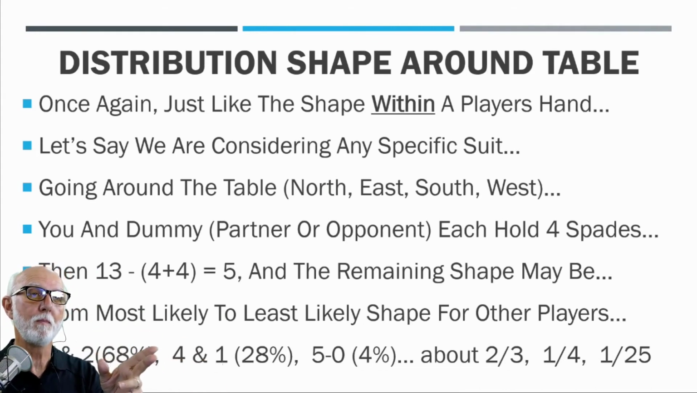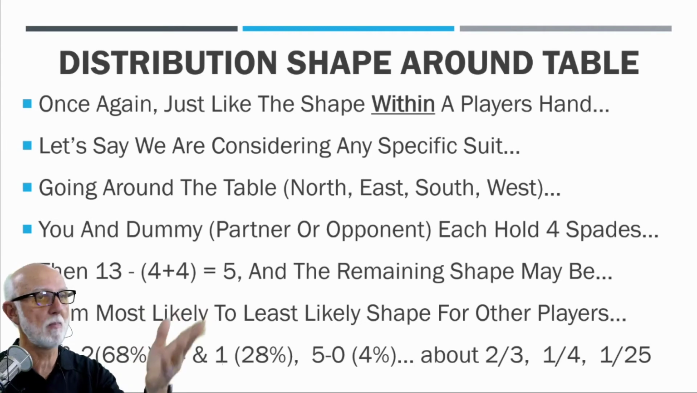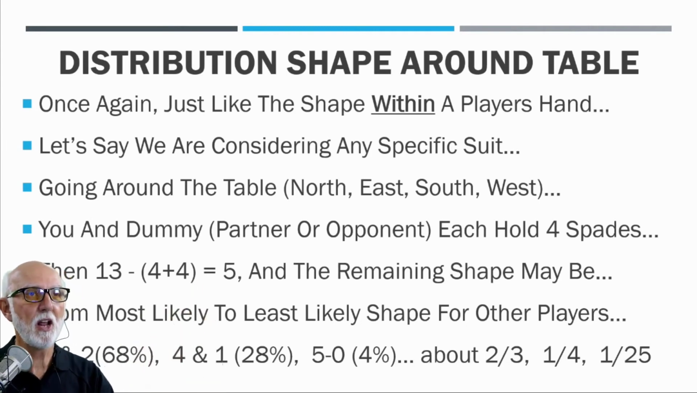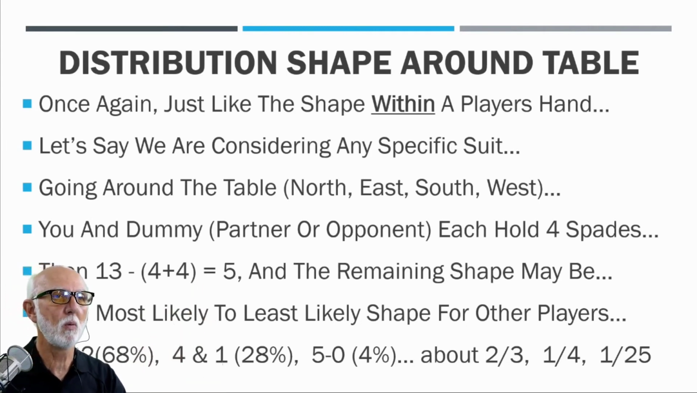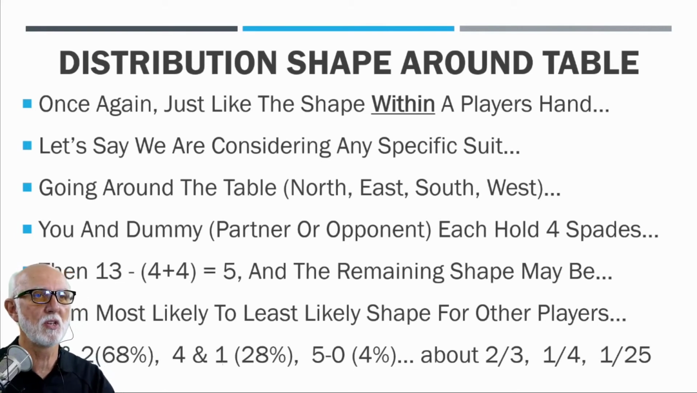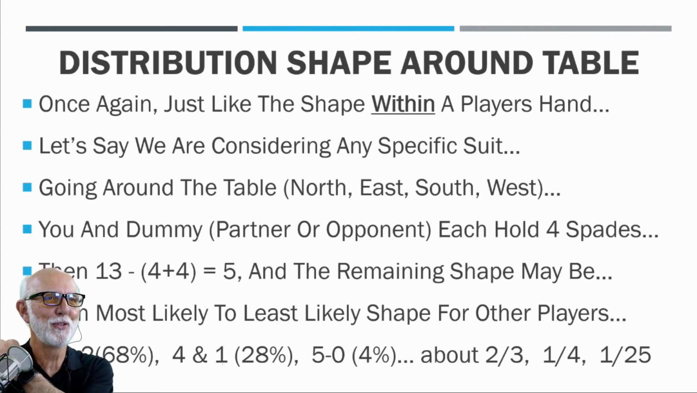4 and 1. Let's flip them over. 1 divided by 4 is 25%. It's almost the same, isn't it? So if it helps to remember when you've got a 4-1, what percentage of the time is this? About 1/4. 5 and 0, well, whatever's left over. So if you add up the other two, you've got 4% left. Happens every now and then.